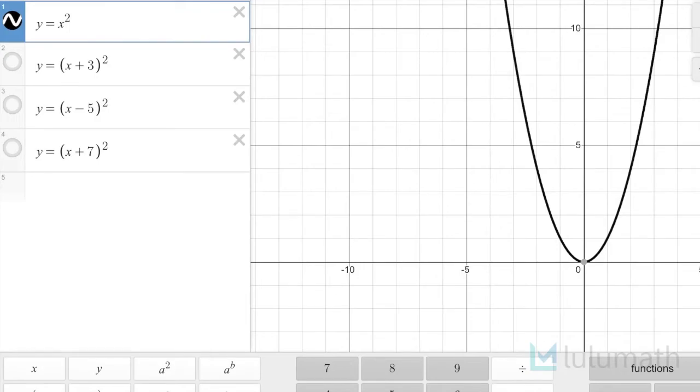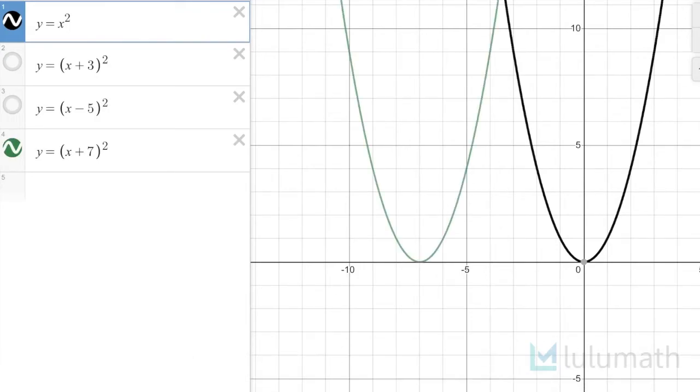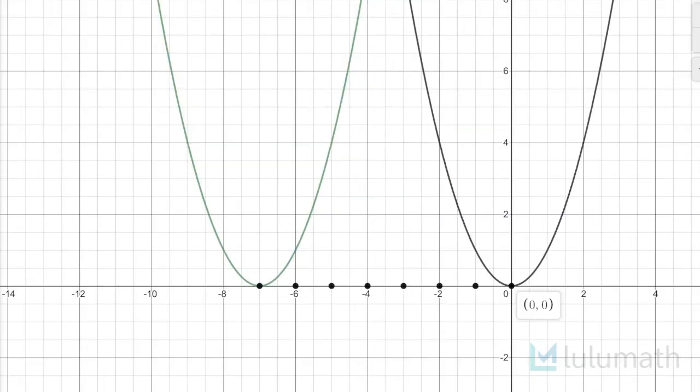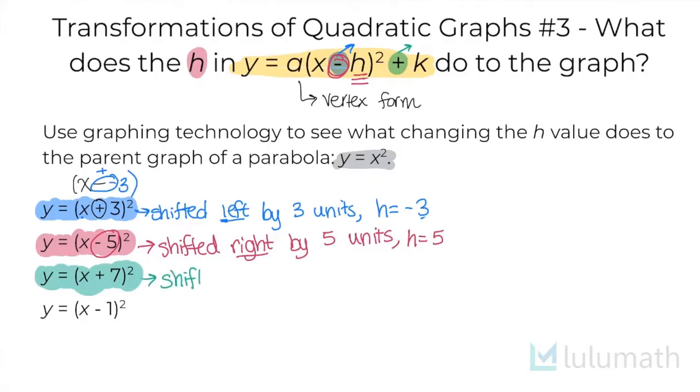So again, we have the parent graph of y equals x squared, and we will turn on y equals (x plus 7) quantity squared, and if you notice, it shifted 7 units to the left. It was originally at (0, 0), and then we'll count it: 1, 2, 3, 4, 5, 6, 7 units to the left. And again, in order to get this minus sign into a plus sign, that means that our h value had to have been a negative 7, which again solidifies our understanding of why it shifted to the left by 7 units.